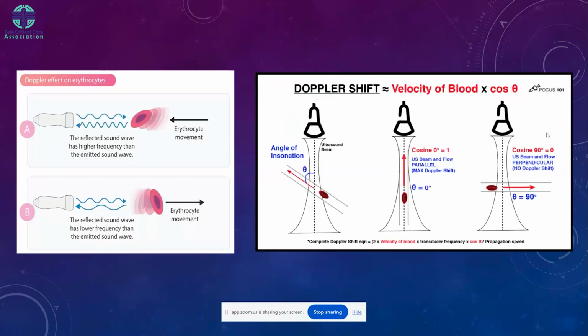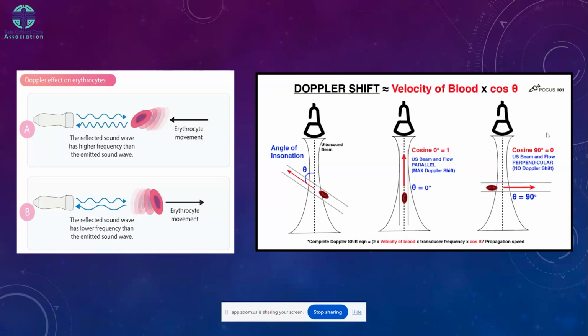If you look at the left side image, the top image is showing the erythrocyte which is going towards the transducer. So when the transducer's frequency falls on the erythrocyte moving towards the transducer, the distance between the two is becoming less. So the reflected wave will be shorter than the transmitted wave, and that is why it will show a particular color on the ultrasonography screen based on the Doppler shift effect.